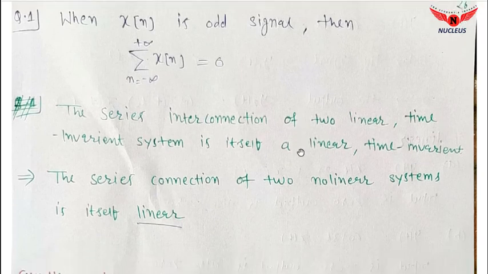Next question is: when x[n] is an odd signal, you have to show that the summation of x[n] from n equal to minus infinity to plus infinity equals 0. So try to solve it.